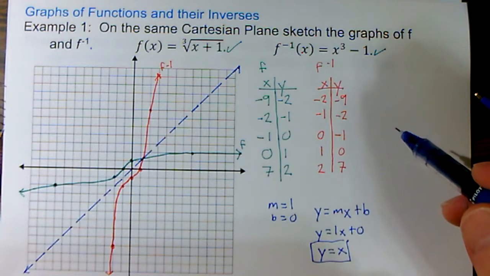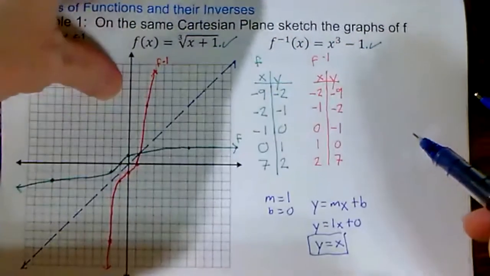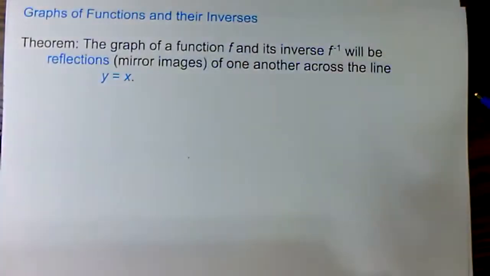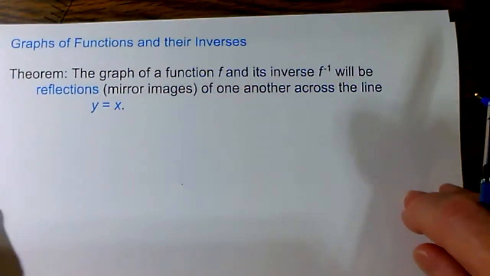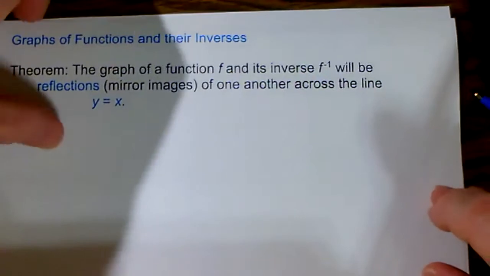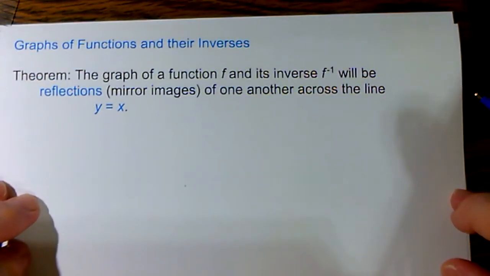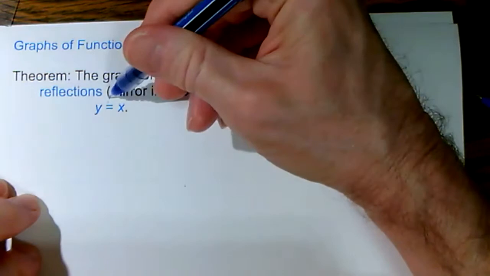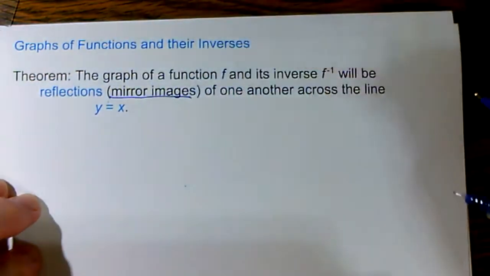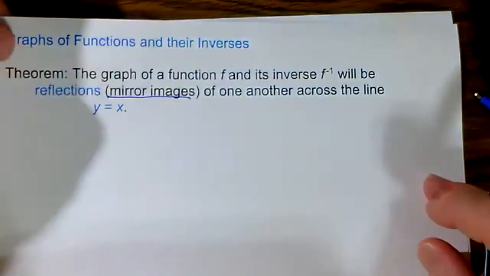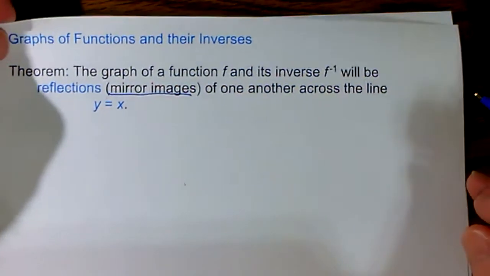Whenever you draw the graph of a function and its inverse, we will have this mirror image, this reflection property. And this is the summary of what we are observing here. The graph of a function f and its inverse f inverse will always be reflections or mirror images of one another across the line y equals x. Very important.